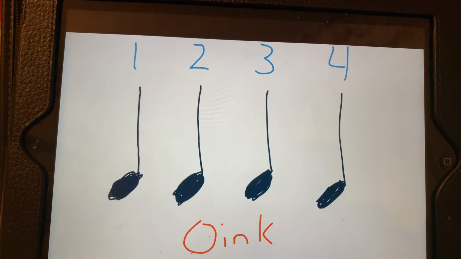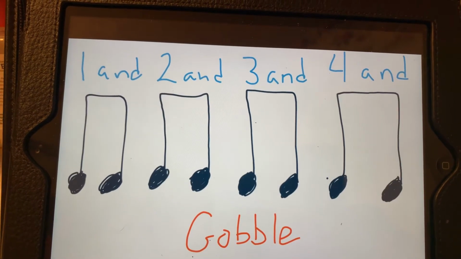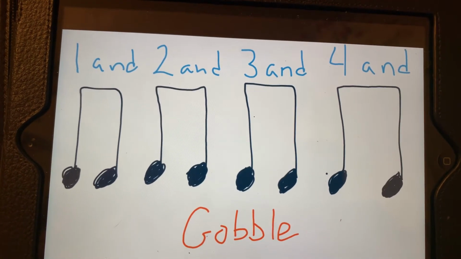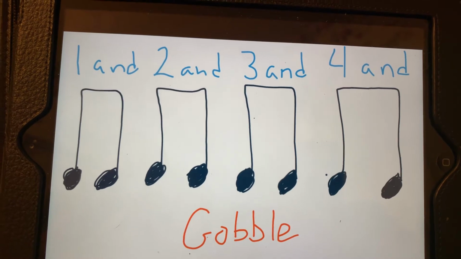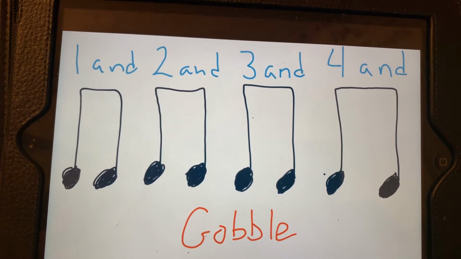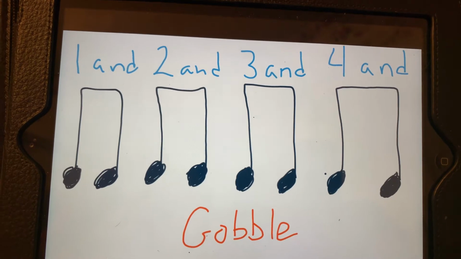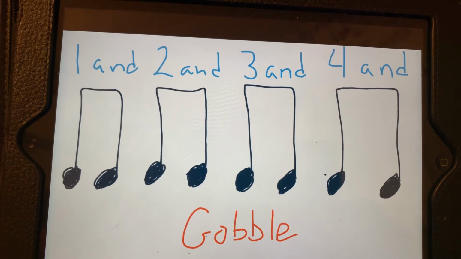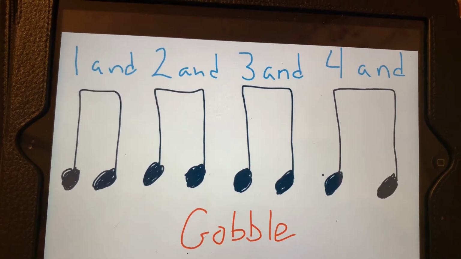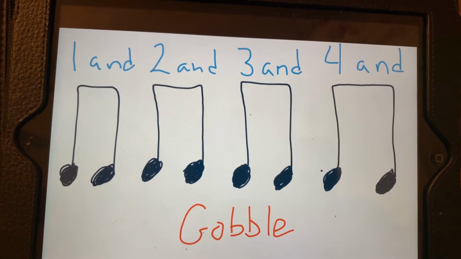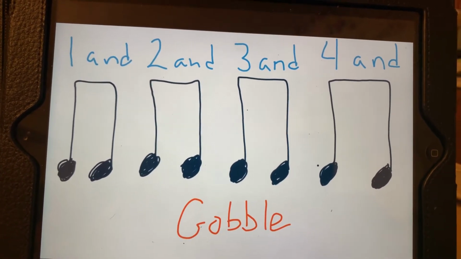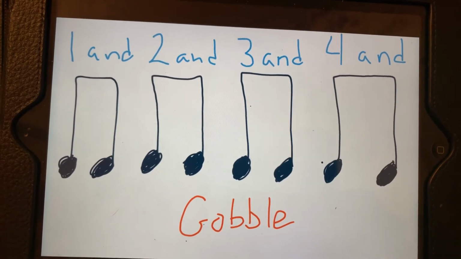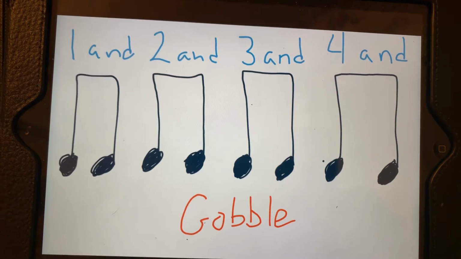And we have one more, and that is our turkey. And our turkey likes to go gobble, gobble, gobble, gobble. Now notice I have 1 and 2 and 3 and 4 and. What that means is I have 2 notes on 1 count. Because if I clap the rhythm, my gobble would go 1 and 2 and 3 and 4 and. So gobble, gobble, gobble, gobble. Okay, it moves fast within that steady beat. Gobble, gobble, gobble, gobble. 1 and 2 and 3 and 4 and.